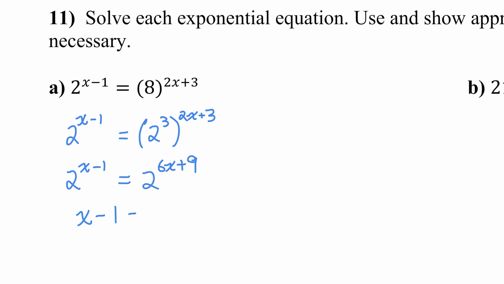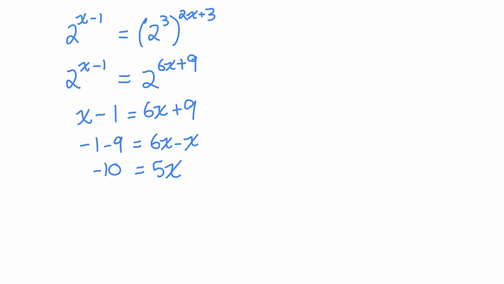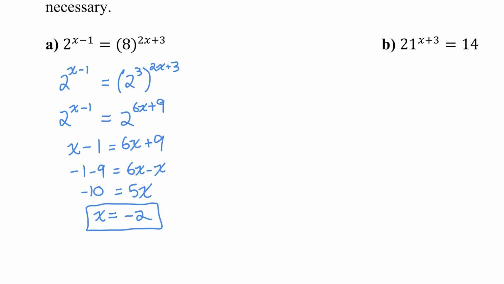So set the exponents equal to each other and solve. So x minus 1 would have to be equal to 6x plus 9. I'll bring the constant terms to the left and the variable terms to the right. I'll have negative 10 equals 5x. Divide both sides by 5. I get x equals negative 2. And don't forget, you can check that answer in the original equation. Make sure it makes left side equal right side.